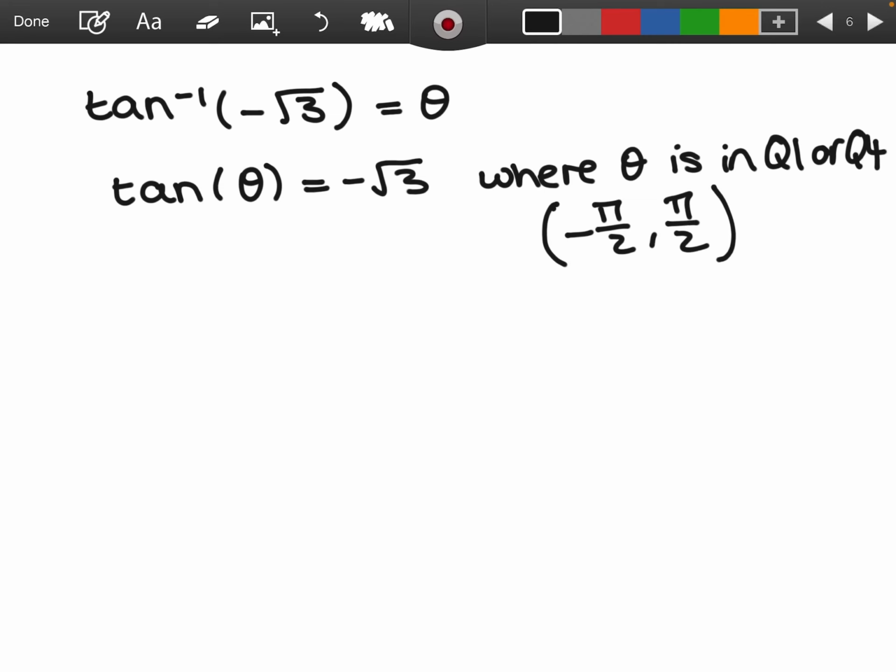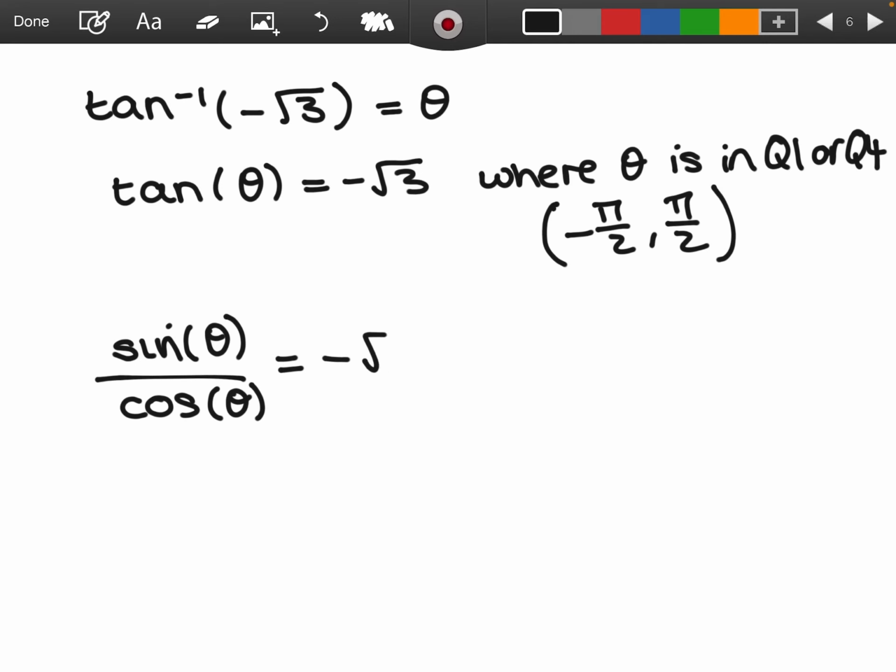Whenever you get a problem like this, what I would do is convert it back into sine and cosine, because it's way easier to deal with, and we can use our unit circle and those xy coordinates in order to figure out theta. So I want a theta such that sine of theta over cosine of theta is equal to negative the square root of 3, and that theta has to be in quadrant 1 or quadrant 4.